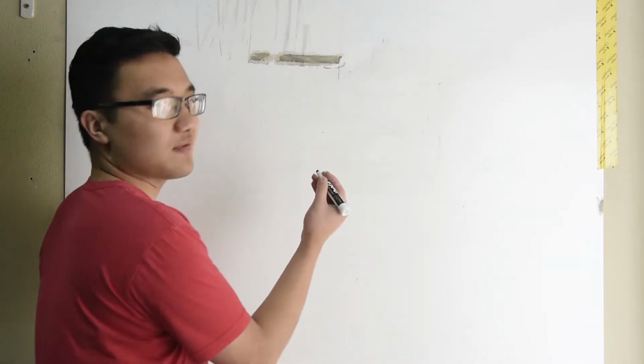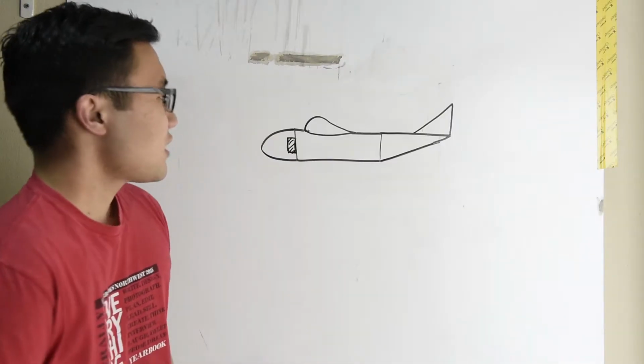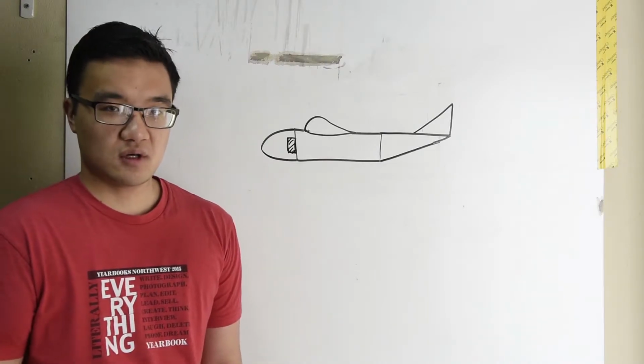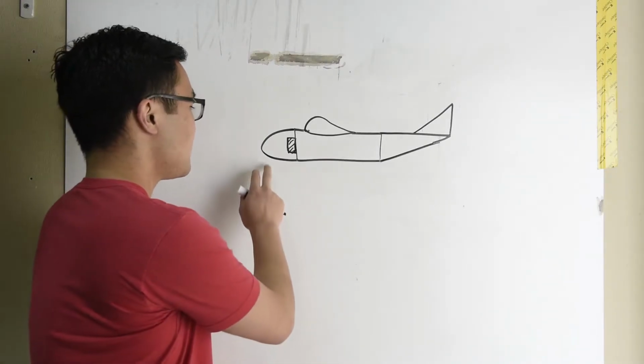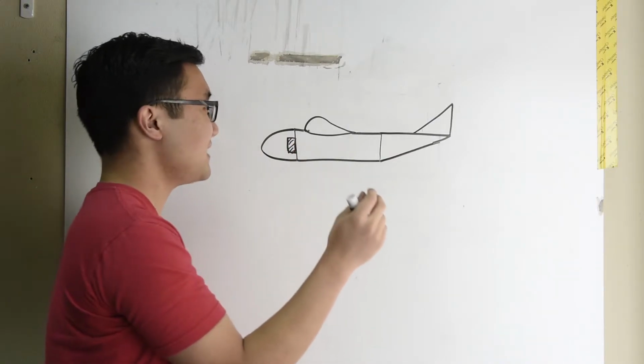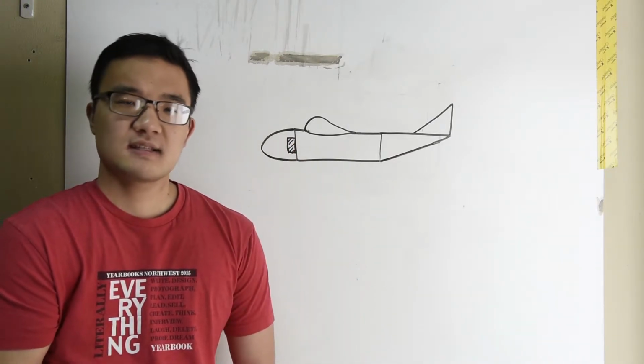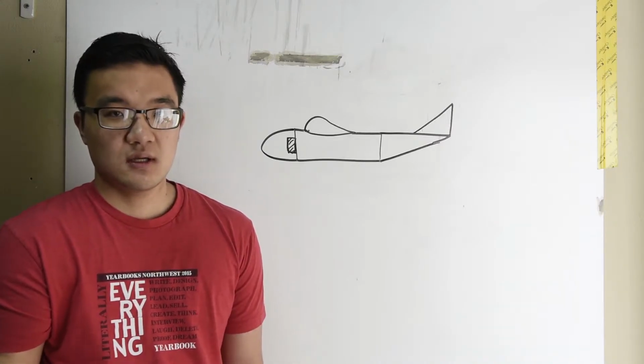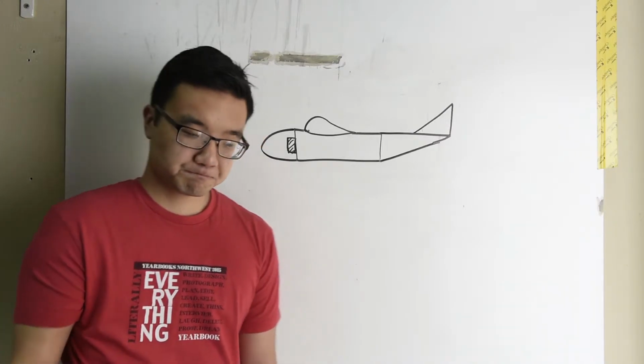So let's go ahead and draw a plane, roughly. Okay, this is a rough picture of the plane, very rough. So I've included the nose, the batteries, the fuselage, the empennage, the tail, and the wing. And this is a very rough simplification, but again, the concept is the same.